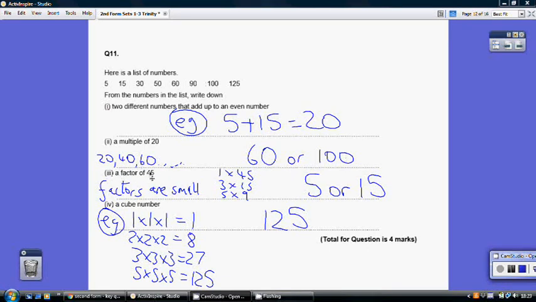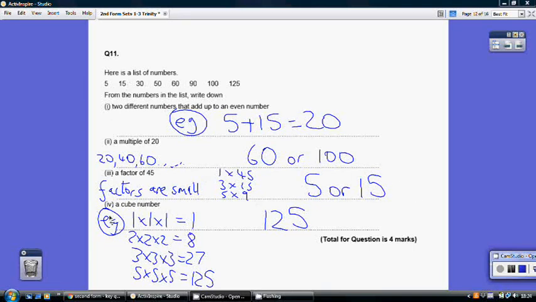Now part 3, a factor of 45. Now remember what the factors are. These are small whole numbers which when multiplied by other factors would give us 45. So 1 times 45 is 45, so 1 and 45 are factors of 45. 3 times 15 is 45, so 3 and 15 are also factors, and the final two factors are 5 and 9, because 5 nines are 45. So the factors of 45 are 1, 3, 5, 9, 15 and 45, and the only ones of those that are in the list are 5 or 15. So either of those would have done.